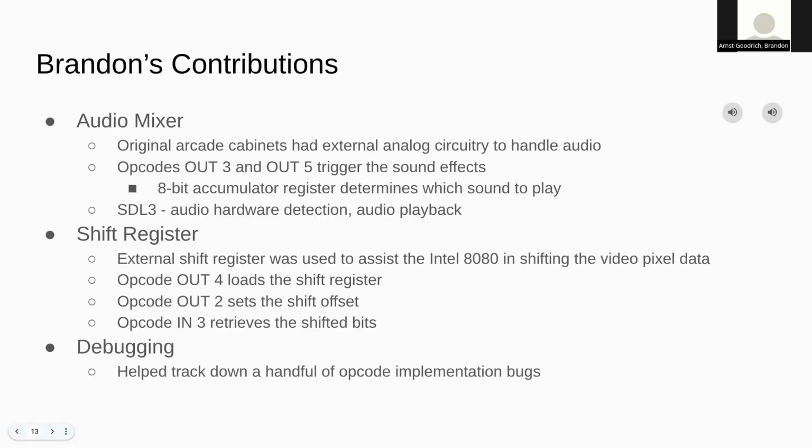The Intel 8080 on the original game actually used an external shift register to aid in the shifting of the video pixel data. It effectively did this just by passing 8 bits into the shift register via instruction out 4, and then instruction out 2 would set the shift offset, and then it would be fed back into the CPU via the in3 instruction to get those shifted bits back.